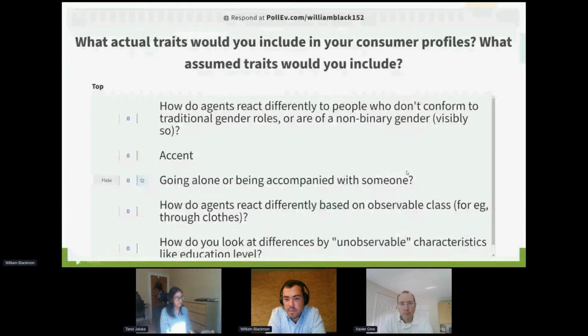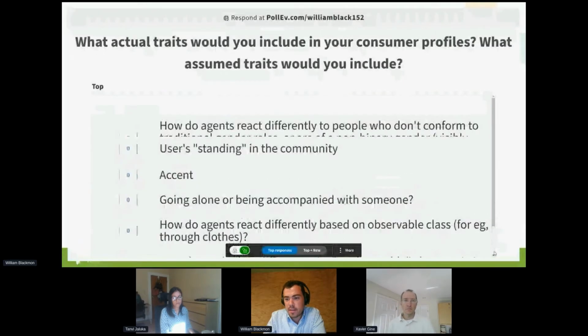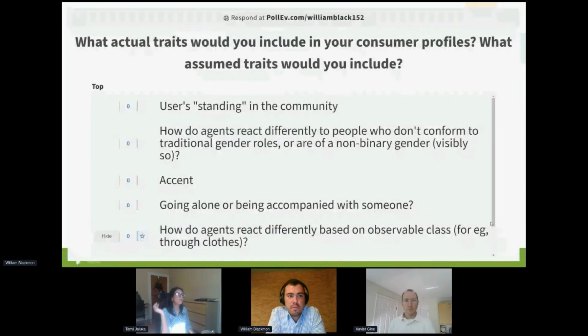Do you look at differences by unobservable characteristics like education level? So this is not something that we have focused on for our study, but it's definitely something that you could look at. And I think this relates to the assumed traits. You can act in a way that implies higher or lower education or literacy, or standing in the community. Yes, similar.